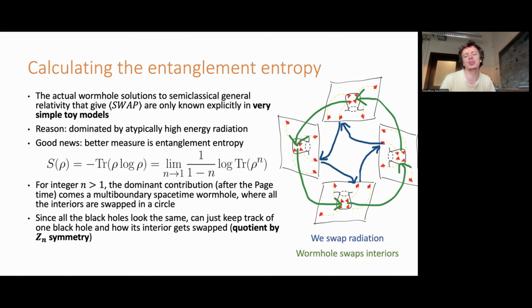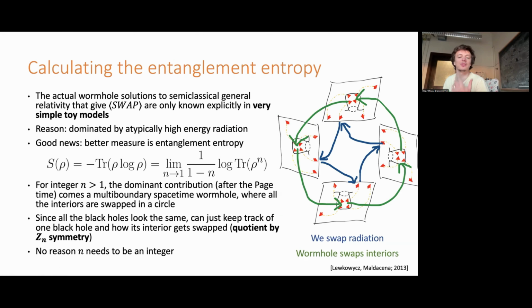Okay, so then we can do some very clever trick. We say, okay, there's n of these black holes here, but they all look the same, right? In fact, there's some symmetry where we permute these four black holes around. So we move this one to here, this one to here, this one to here, this one to here. And the whole geometry, including the space-time wormholes, will look the same. So that means that we can just quotient by that symmetry, and all the data is contained in looking at what happens to just one of these black holes.